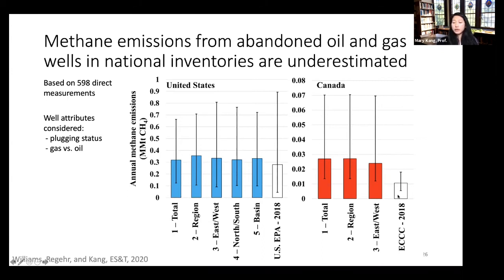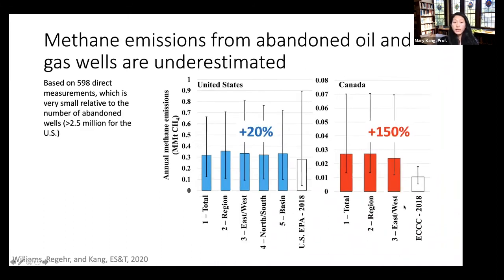And this is the estimate from Environment and Climate Change Canada. As you can see, the blue bars are a bit higher than the white, but the red bars are quite a bit higher than the white here. So in fact, in the US, the inventory is likely underestimating methane emissions from abandoned oil and gas wells by about 20%. But in Canada, it's underestimated by about 150%.